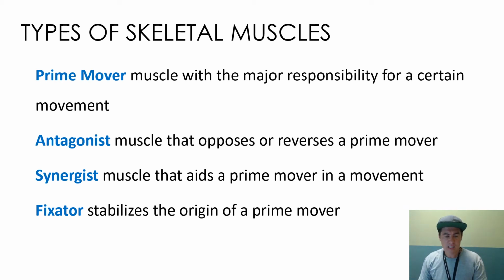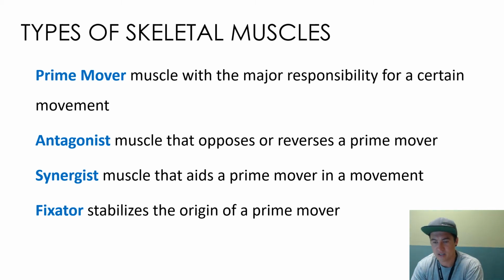And a synergist, think of that as a helping muscle, so it helps the prime mover do its thing. Go back to the push-up. You've got your pec major, which is pulling your humerus in, but you've also got your triceps, which are helping extend the elbow as you do a push-up.